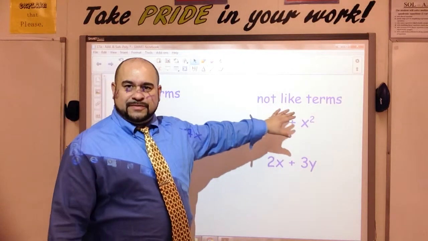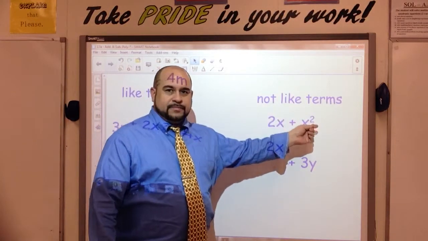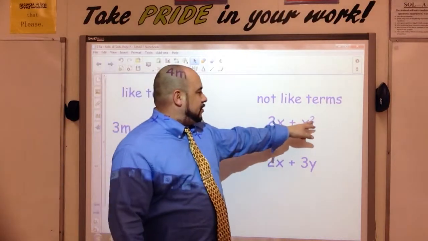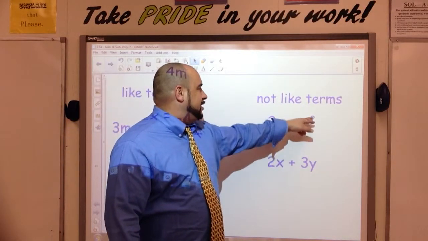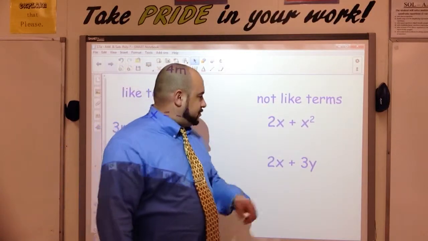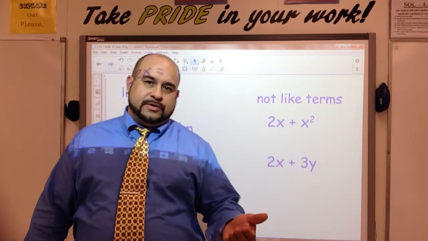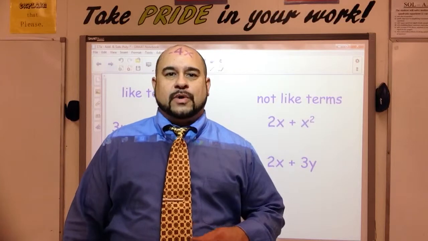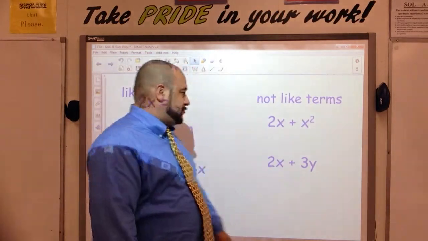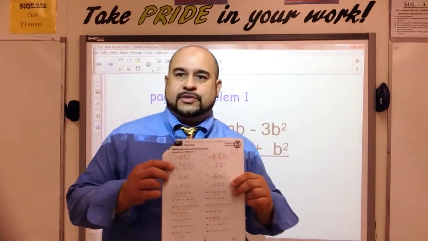Here, these are examples of not like terms. I have 2x plus x squared. Well, the 2x has an x, and the x has a square on it. Same variable, but not the same exponents. So they are not like terms. Here I have 2x plus 3y. Notice the 2 has the x, the 3 has the y, so they're not like terms because they have different variables.